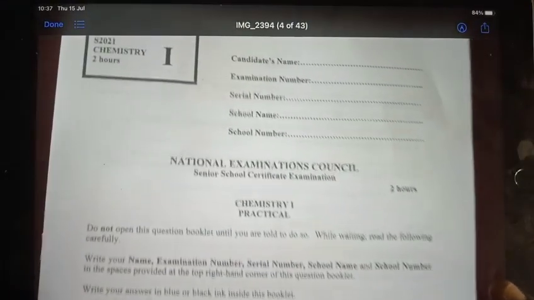Today I'm going to handle the just concluded NECO practicals on chemistry. So the corrections, the questions and the way they're supposed to be answered, and that will help you not to fail again and will prepare you for the next coming examination.